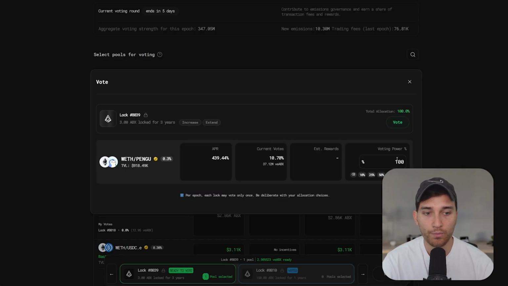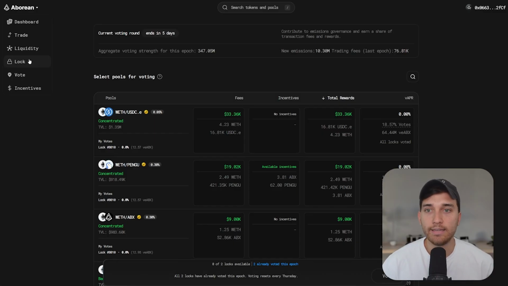As you can see, I will use 100% of this NFT's voting power in this particular epoch to vote for this pool. So all I'm doing here is saying I want the Aborean Foundation, basically, to distribute the ABX tokens to this pool and reward the people who are providing liquidity for that pool. As I said, these synergize really closely, the lock, vote, and we'll get into incentives next.